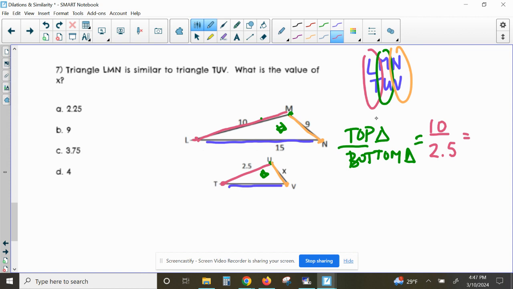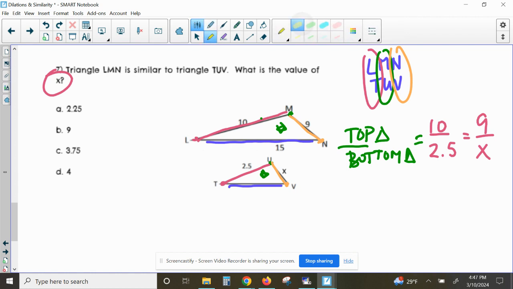Has to be equal to. Now, I could say pick another piece off the top. I could pick the 15, but I don't have anything to match it here, so I'm not going to worry about the blue side. I'm going to go with the orange side because I'm trying to figure out the value of x, right? So that's the top triangle is the 9 over the bottom matching piece, corresponding piece is x. So I'm just going to solve this proportion.